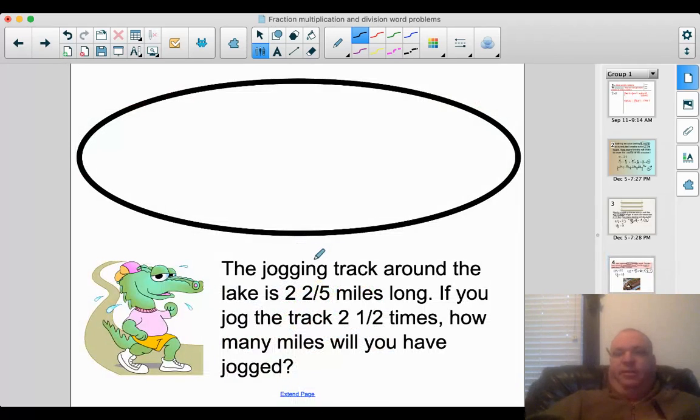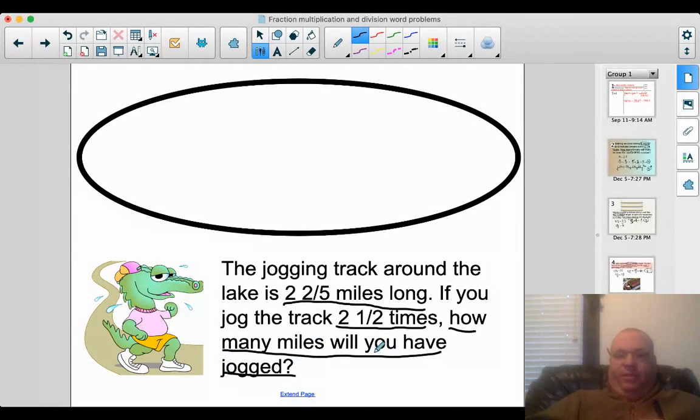All right, let's look at another one. Jogging track around the lake is 2 2/5 miles long. There's the length of the track. Jog the track 2.5 times is how many times we jog it. How many miles will you have jogged? That's the last thing we don't know.